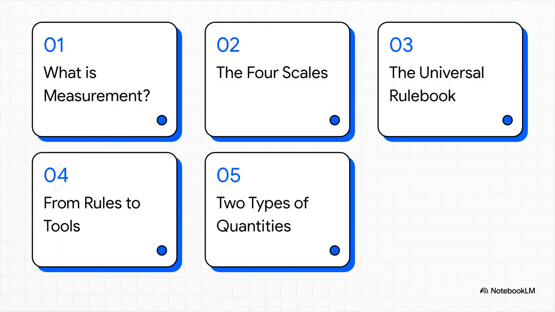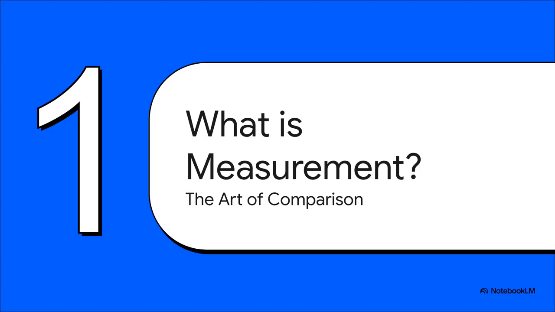All right, here's our game plan. First, we'll nail down what measurement actually is. Then we'll explore the four different scales of information we can get. We'll look at the universal rulebook that keeps everyone on the same page, check out the tools we use, and finally, break everything down into just two basic types of quantities. So let's start at the very beginning.